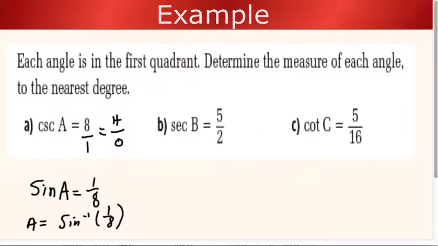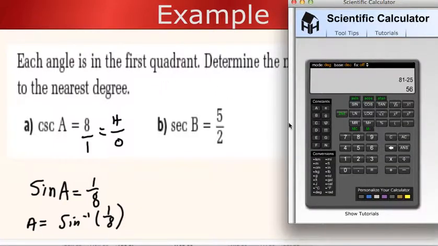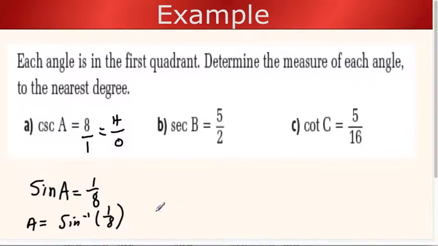So we can break the calculator out now and figure out what angle A is going to be. I could go second function sine of 1 divided by 8. Notice my calculator puts it all in brackets. I close that bracket up, hit equals, and I get 7.18. So angle A is about 7 degrees.